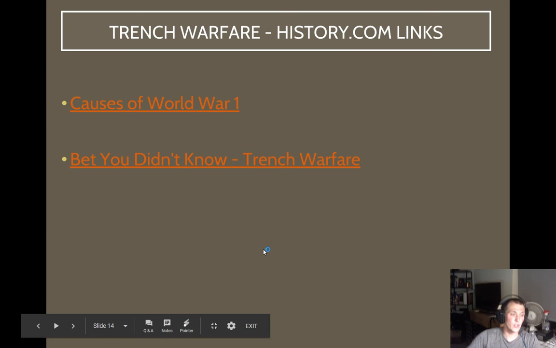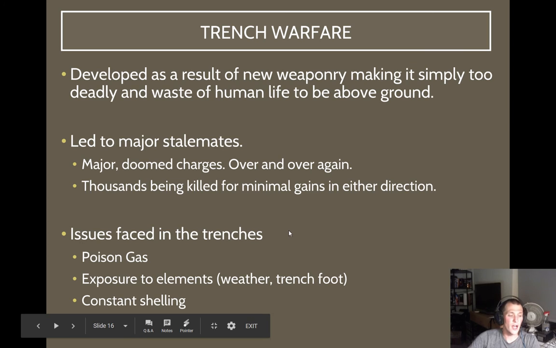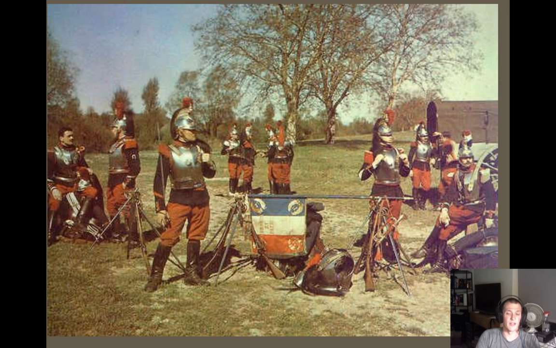So we looked at the map already, we know the causes, we talked about these things, we talked about trench warfare, right? We talked about the stalemate and the issues facing soldiers in the trenches, the exposure, the gas, the constant shelling. You're going to get shell shock as a result, the major doomed charges over and over again we were talking about, thousands being killed for minimal gains in either direction, right? There's just simple disregard for human life and waste of human life. It's crazy, and still it's just terrifying and sad to me.